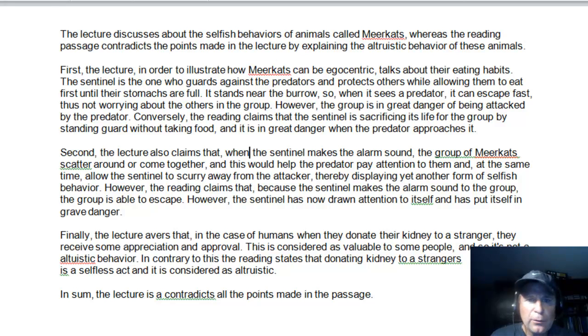So second, the lecture also claims that when the sentinel makes the alarm sound, the group of Murkots scatter around or come together, and this would help the predator pay attention to them and at the same time allow the sentinel to scurry away from the attacker, thereby displaying yet another form of selfish behavior. However, the reading passage claims that because the sentinel makes the alarm sound to the group, the group is able to escape. However, the sentinel has now drawn attention to itself and has put itself in grave danger.